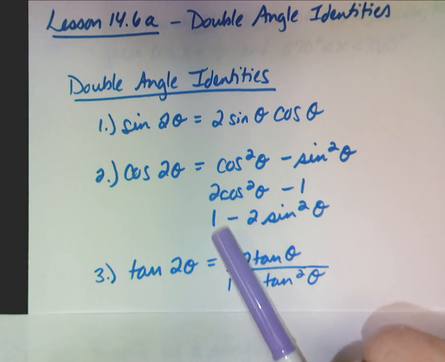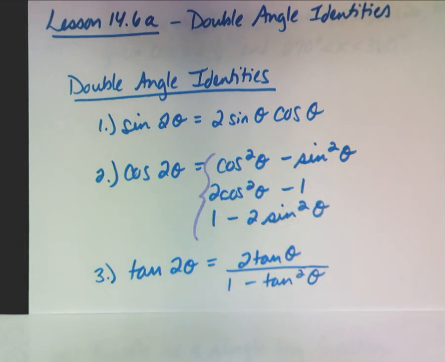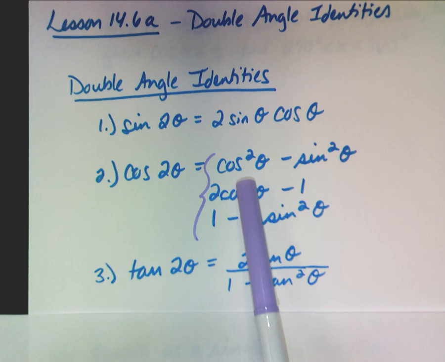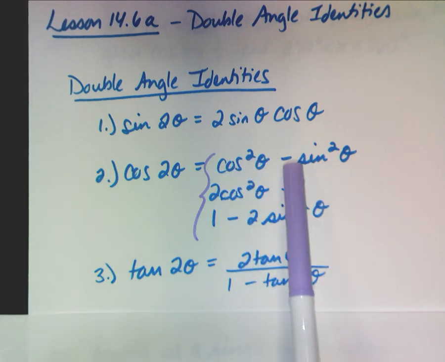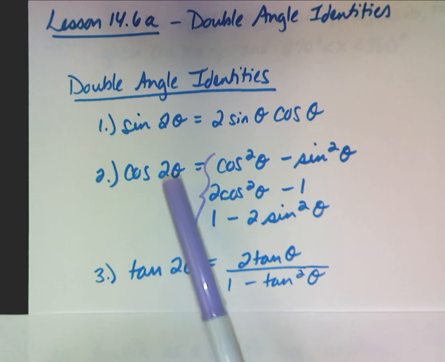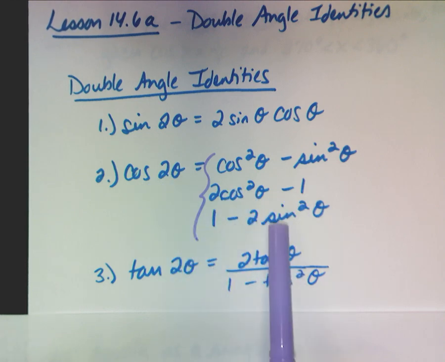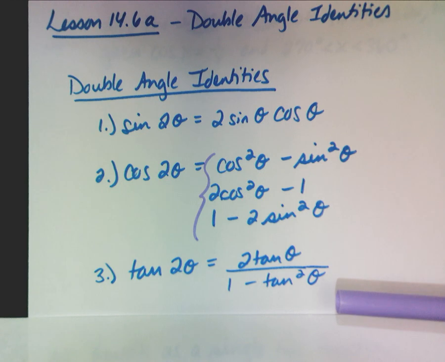There's actually 3 for cosine, as you can see right here. There's cosine squared minus sine squared, not to be confused with my favorite identity, which is if you were a sine and I was a cosine, together when you add them, they make 1. No, this is cosine squared minus sine squared makes a cosine 2 theta. And then 2 cosine squared theta minus 1, and then 1 minus 2 sine squared theta. And then our last one, tangent 2 theta is equal to 2 tan theta over 1 minus tan squared theta.